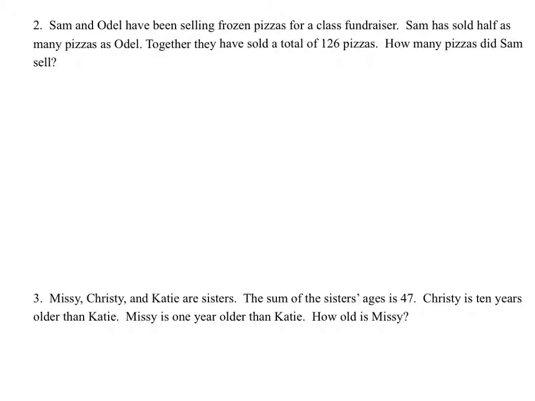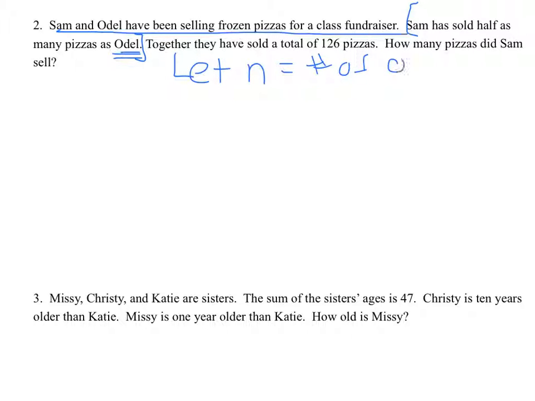All right, so to translate that, the first sentence really doesn't tell us anything other than what they're doing. In terms of a math problem, there's really nothing to decipher. But this sentence right here where it says, Sam has sold half as many pizzas as Odell. Remember the trick in class: whoever is the last one mentioned in that sentence is usually going to be the variable. So let's start this off with let, and I'm going to just use n. Let n equal number of Odell pizzas.